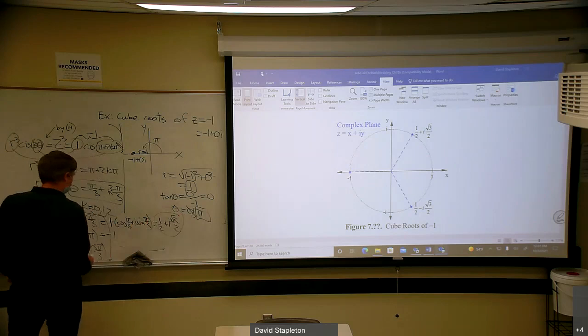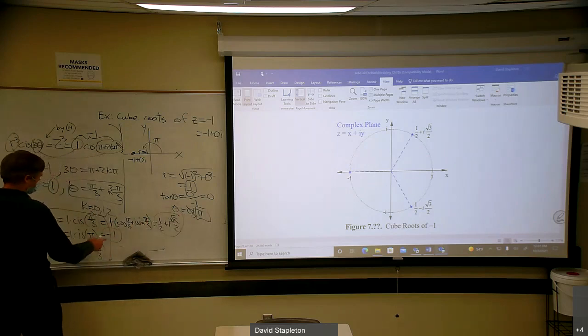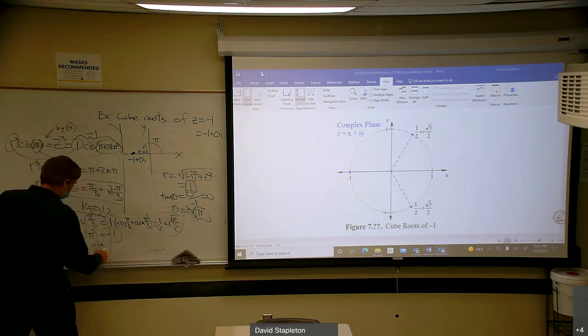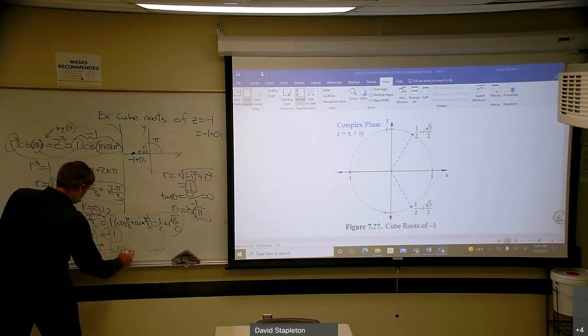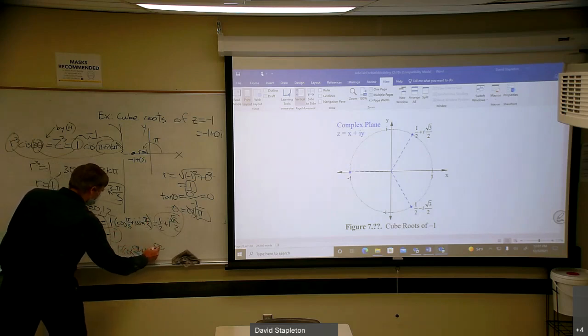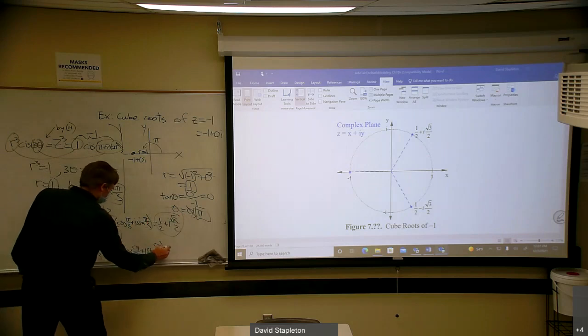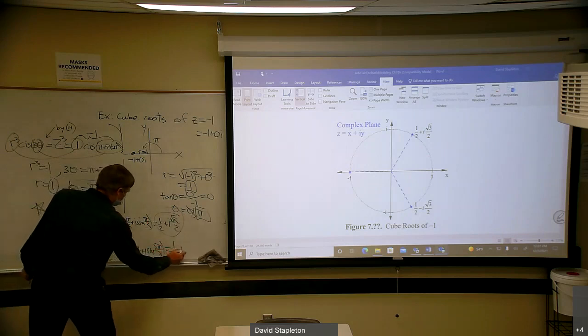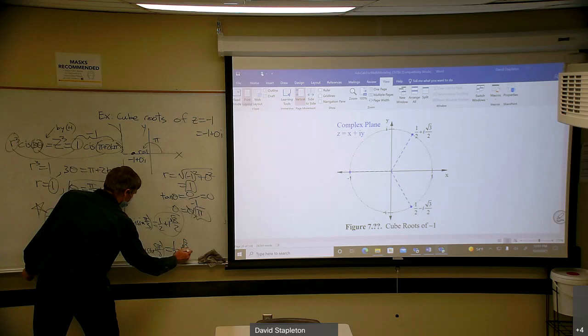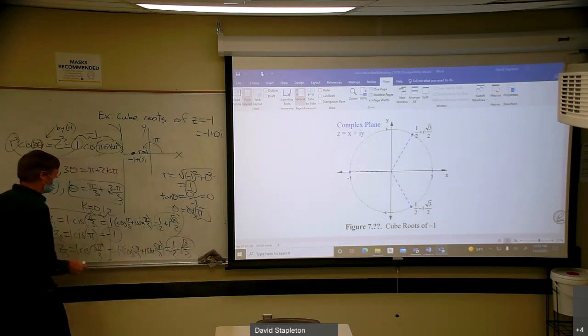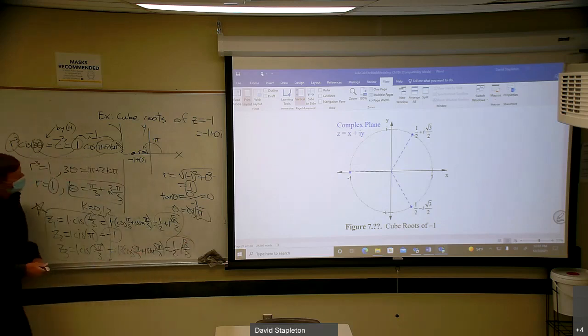This number cubed is -1. You already knew it. And then this one at 5 pi over 3 is 1 times cosine 5 pi over 3 plus i sine 5 pi over 3, is, let's see, 1/2 minus i times square root of 3 over 2, just using the unit circle. These are the 3 cube roots of -1. And you see them plotted here.